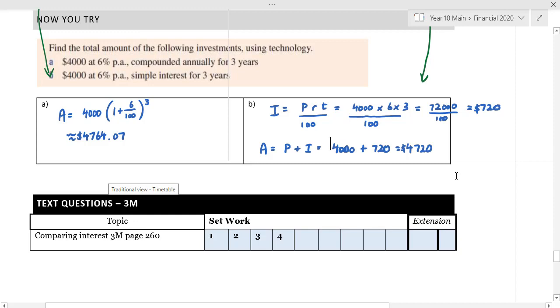So look, this is a common thing we'll ask. We'll ask simple interest, we'll ask compound interest, and we'll want to compare them. Okay, so this is what this exercise is about, comparing them.